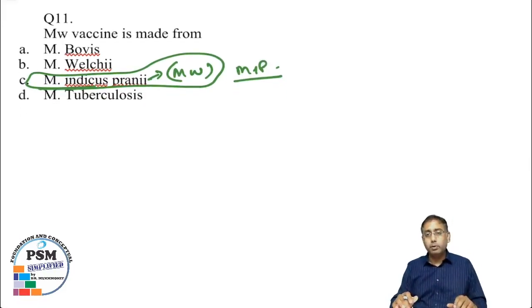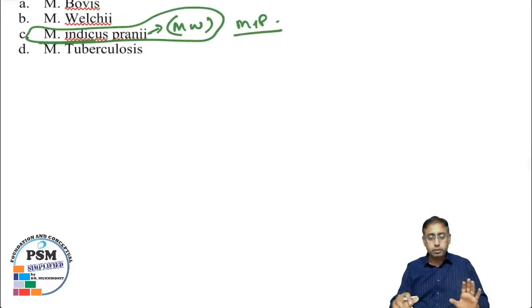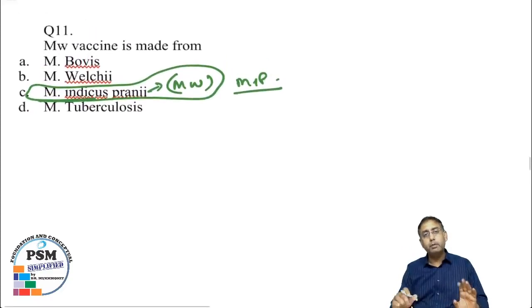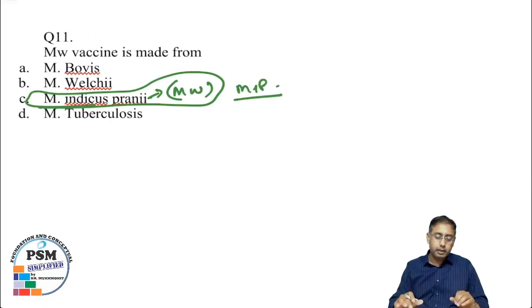It's not Bovis. The Bovis strain is for BCG. BCG is Danish 1331, derived from the Mycobacterium bovis type. And that was not the question. The question was the MW vaccine. The MW vaccine is the Mycobacterium indicus pranii vaccine.